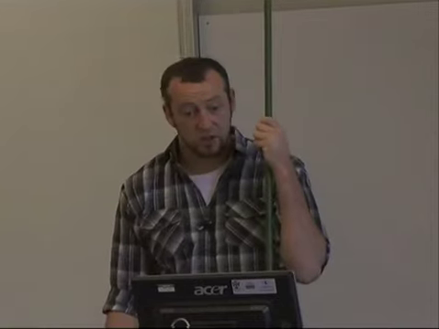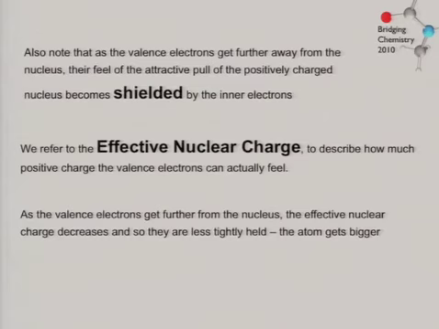And this is what we refer to as the effective nuclear charge. So that's how you describe the positive charge that the valence electrons can actually feel. And so as you get further from the nucleus and you get more electrons in the way, the effective nuclear charge becomes lesser, the electrons are less tightly held, and the atom gets a lot bigger.